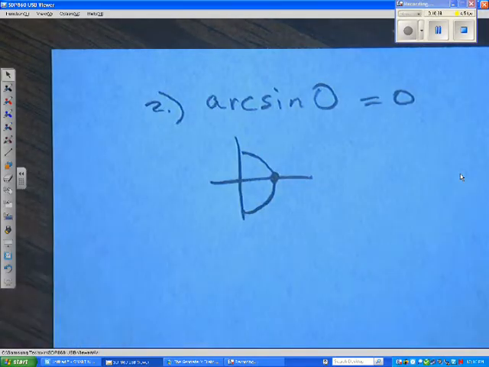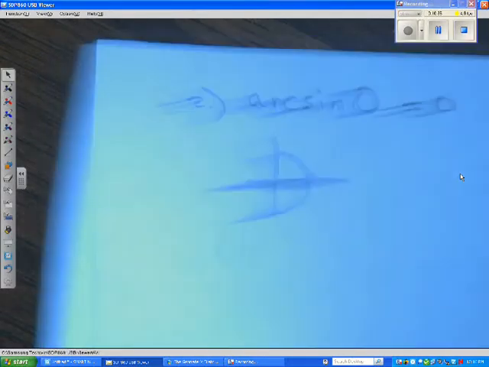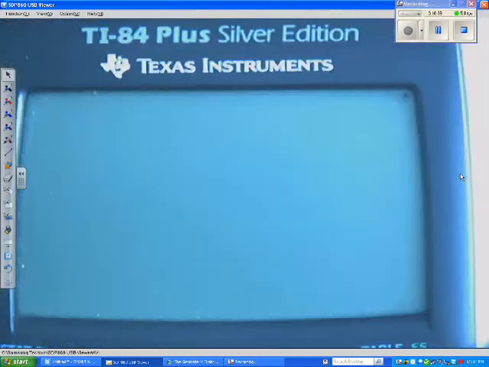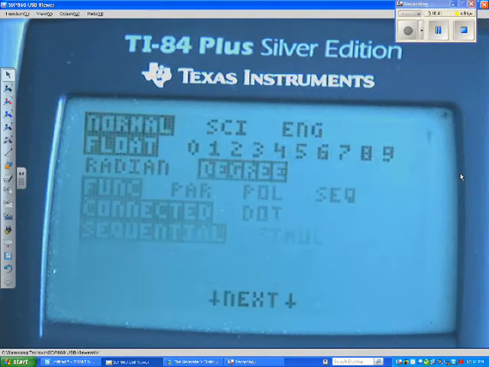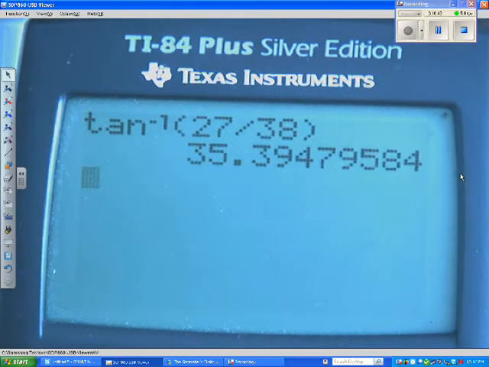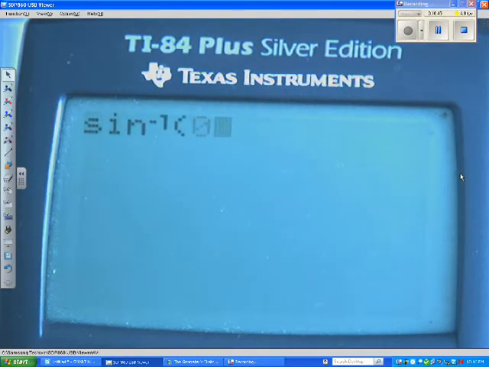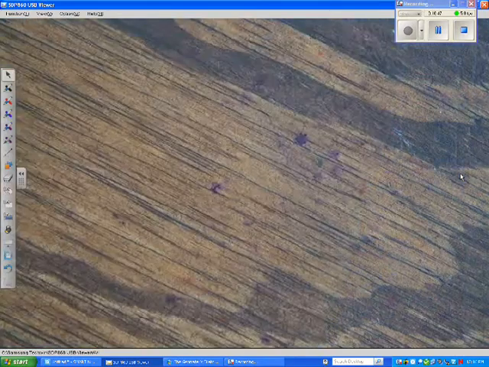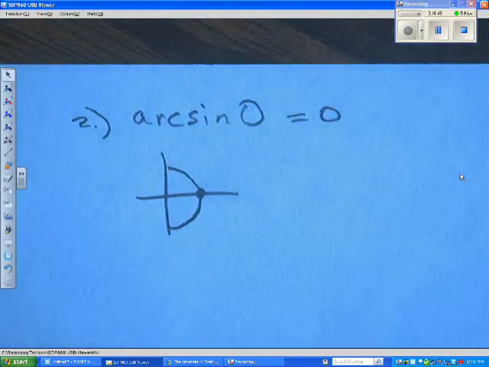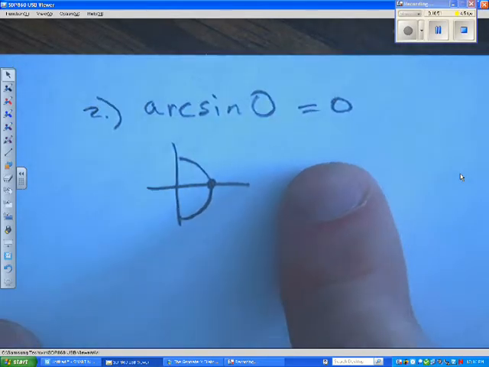Now you're supposed to do this without a calculator, but I would like for you to check your work as you're going along. This needs to be in radian mode because it doesn't tell you to be in degree. So I'm going to be in radian mode. And I'm going to press second sine 0, and I get 0. Reason it out the way I did, and then go ahead and write out your values.